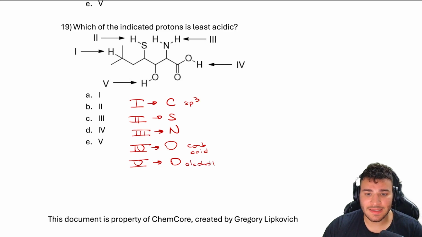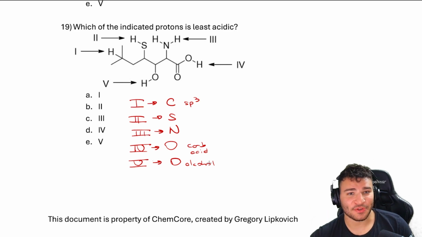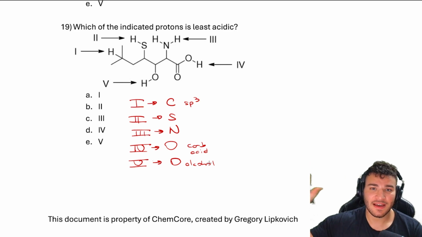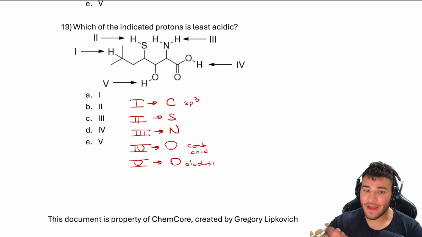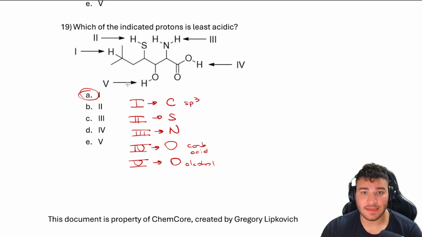And so if we're looking for our least acidic, as soon as you see least acidic, I want your eyes to go to the sp3 hybridized carbons, because that is going to be the least acidic atoms that you'll ever find, right? At least in this course. And so because of that, proton A ends up your least acidic proton.